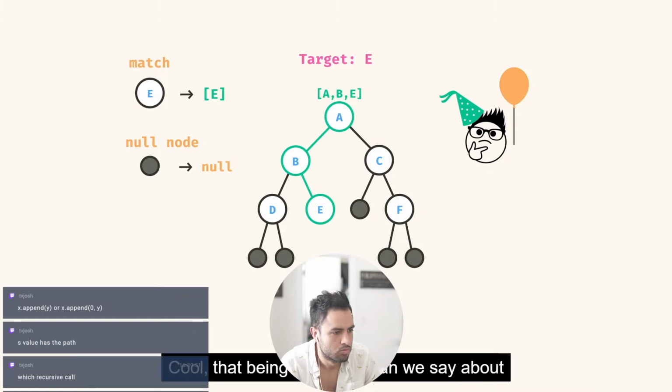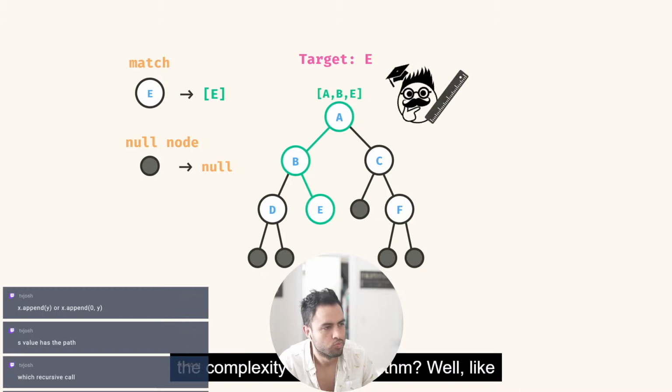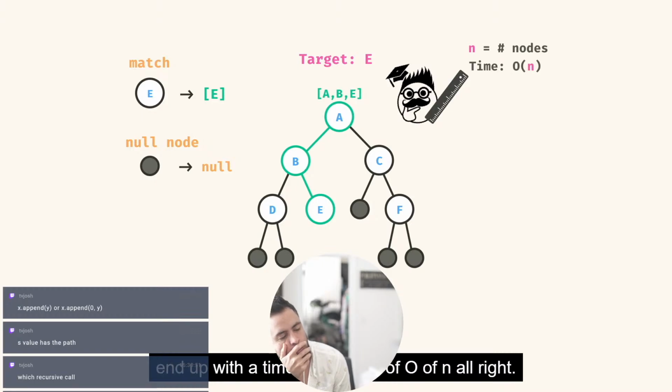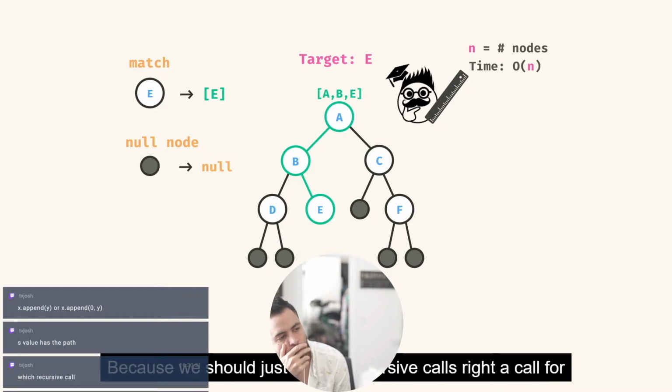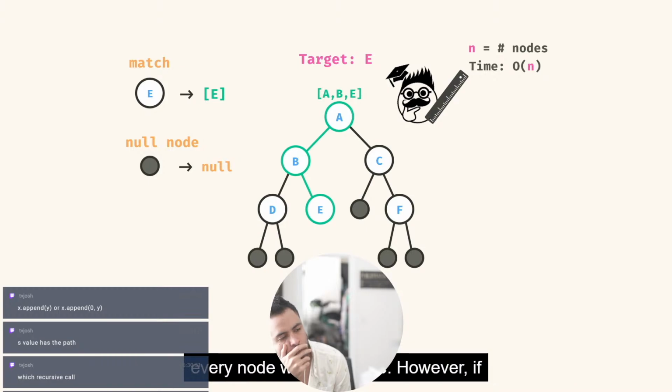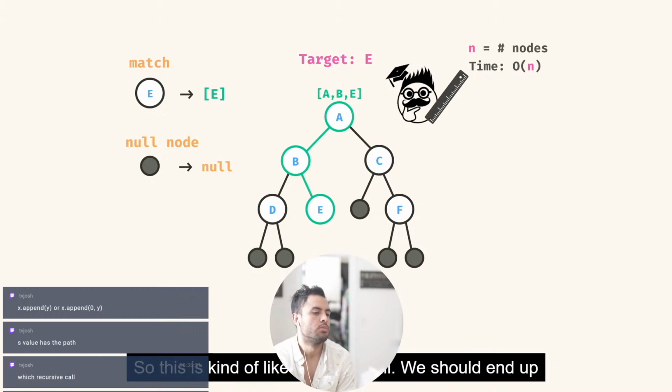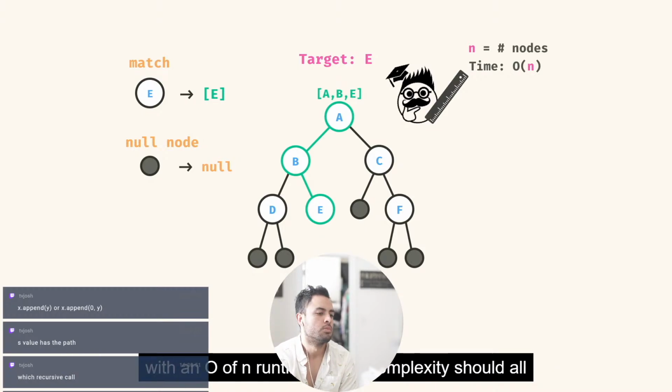Cool. That being said, what can we say about the complexity of this algorithm? Well, like always, we'll say n is the number of nodes, and I think if we do this the correct way, we should end up with a time complexity of O of n, right? Because we should just have n recursive calls, a call for every node within the tree. However, if we don't do efficient operations, I can imagine if we built the return array in a very inefficient way, we might end up with a larger time complexity. So what I'm arguing for right here is if we do this in the most efficient way possible, so this is kind of like a code detail, we should end up with an O of n runtime.